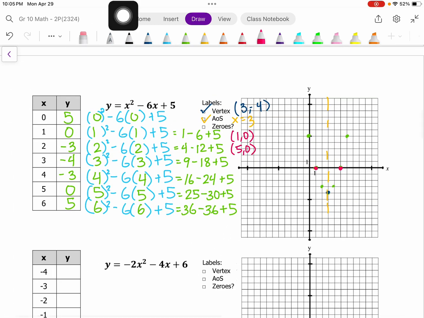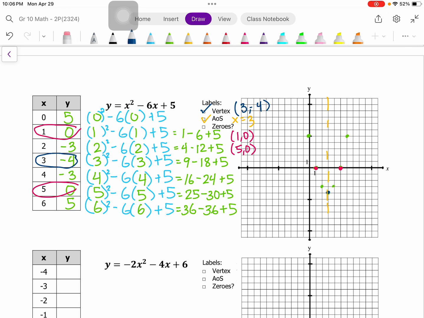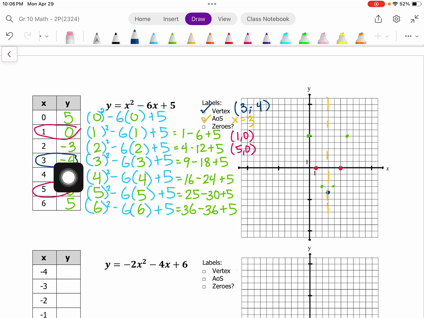So if we look over here, when y is 0, those are the zeros. Our vertex is that one point that is the only y value that's the same. So we can see here we have a y of -4. For -3, that happens when x is 2, but also when x is 4. And 5 happens when x is 0, but also when x is 6. And then our zeros as well.